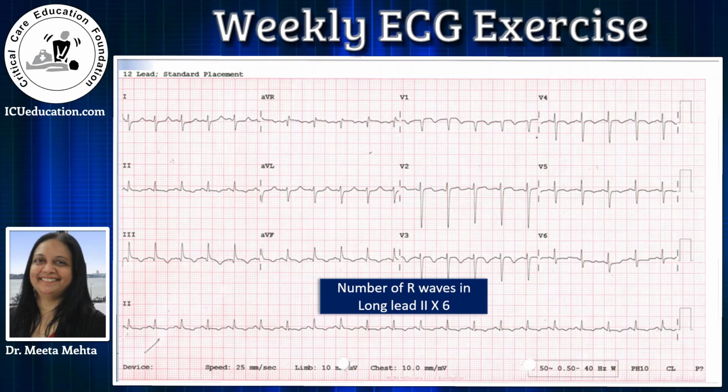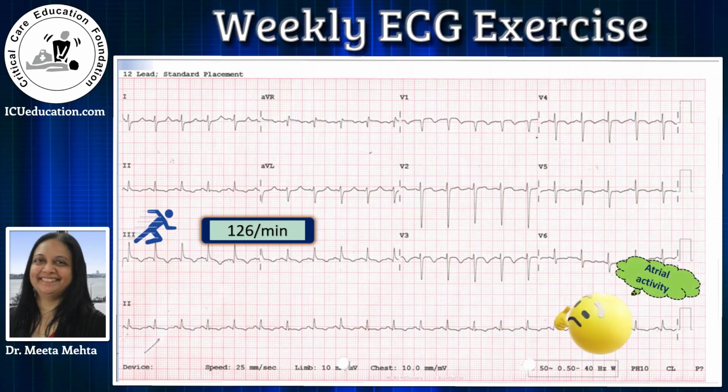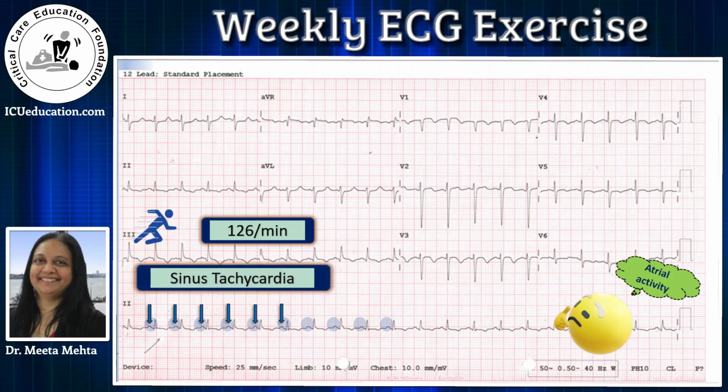So having said that, in this patient, the number of R waves in long lead 2 is 21. So if you multiply 21 by 6, you will get a heart rate of 126 per minute. That means this patient has a fast heart rate, tachycardia. The moment you have tachycardia, you are going to think, what are the atria doing? So atrial activity, that means you look at the P waves, and the P waves are best seen in long lead 2. If you look at the P waves in long lead 2 here, they are clearly visible, normal sinus P waves with normal PR interval. That means this patient has got sinus tachycardia.